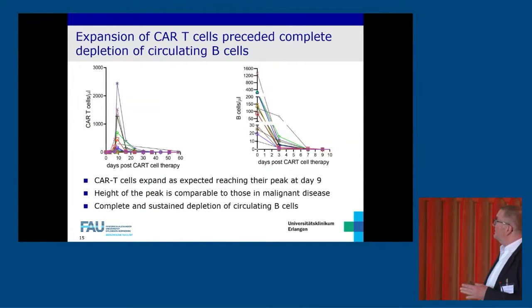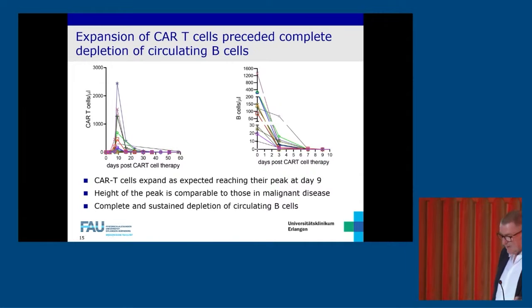On this slide, you see the summary of the 15 patients. On the left side is the CAR T cell expansion, and you see there's a quite homogeneous repertoire. Most of them have a peak at day 9, and then the cells go down. On the right side, you can see the B cell depletion, also very homogeneous, and you see this complete and sustained depletion of circulating B cells.